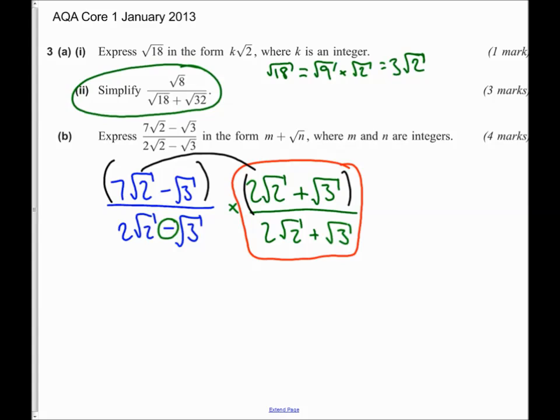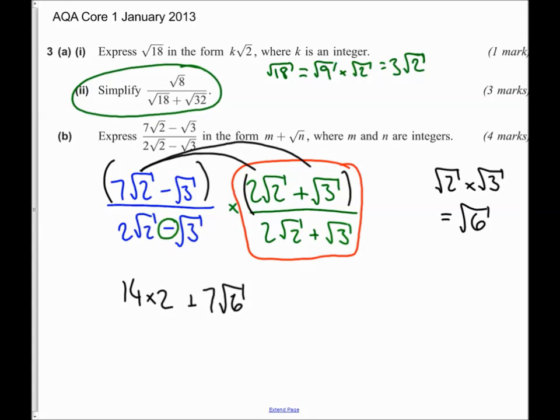I'm going to do 7 root 2 times 2 root 2. Well, 7 times 2 is 14. And then my root 2 times my root 2 gives me plus 2. So this is 14 times 2. And then I get 7 root 2 times root 3. Well, we said before, if I had root 2 times root 3, because it's a times, I can combine them into one square root. So I can say that this is the square root of 6. So this is actually plus 7 root 6.